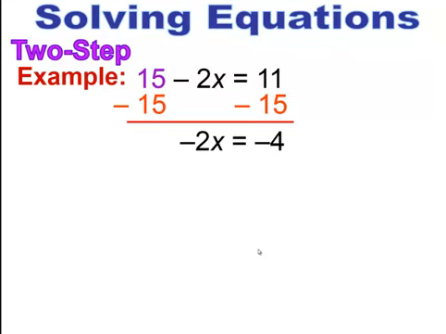Now you're going to deal with what's attached to the variable. You have a -2, it's being multiplied to x. The inverse will be division. You're going to divide both sides by that -2, and you're going to end up with your x equaling a +2, because a negative divided by a negative will be a positive.